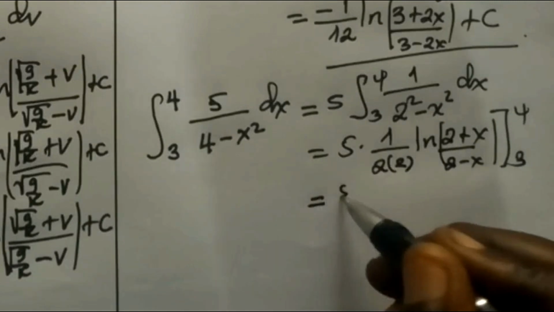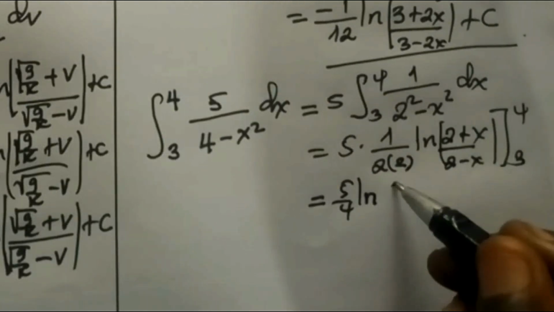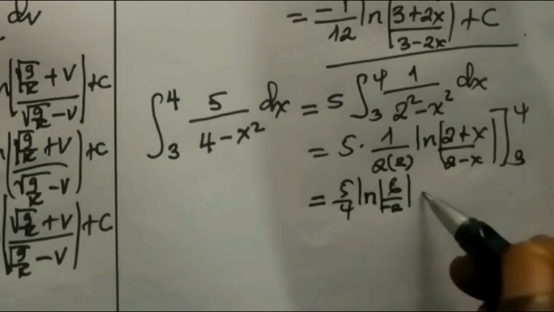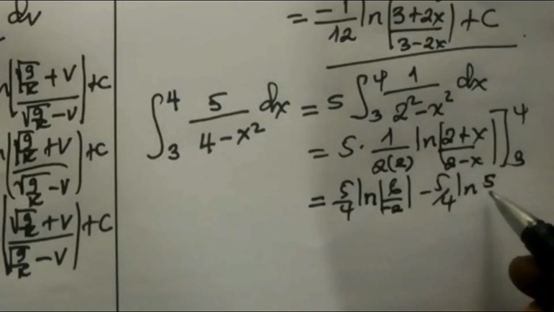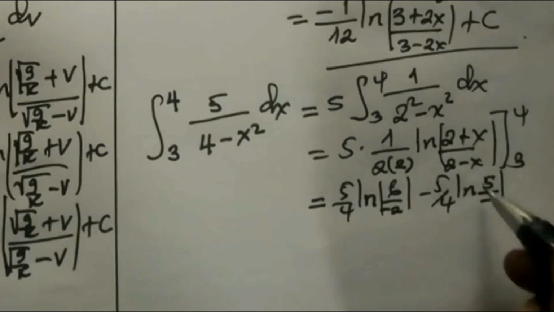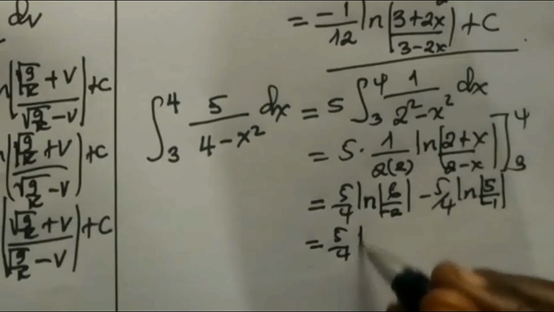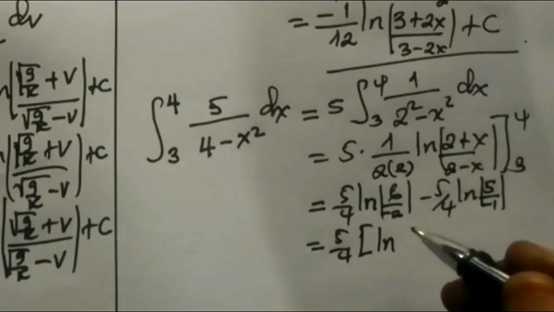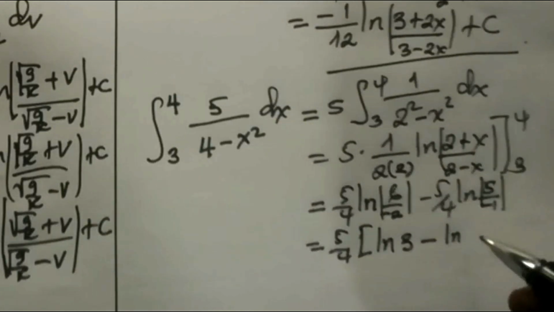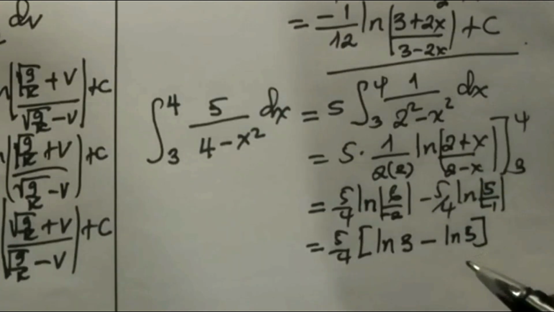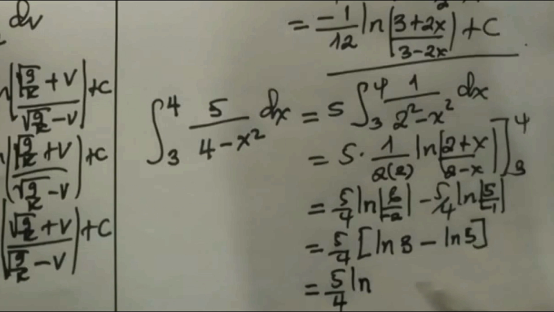This gives 5 all over 4 ln of the substitution of 4 up gives 6 all over -2, minus 5 all over 4 ln of the substitution of the lower limit gives 5 all over -1. Overall, we get 5 all over 4 factorized because it is common into ln of 6 over -2 is -3, and the absolute gives 3, minus ln of 5 over negative 1 is negative 5, and the absolute gives 5. You can now use laws of logarithm to simplify the final answer, which gives ln of 3 divided by 5.